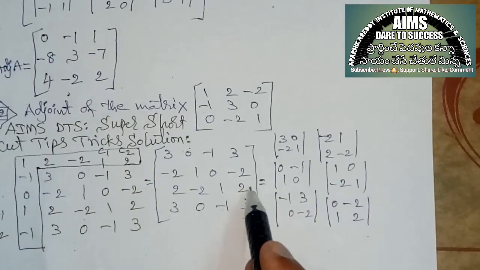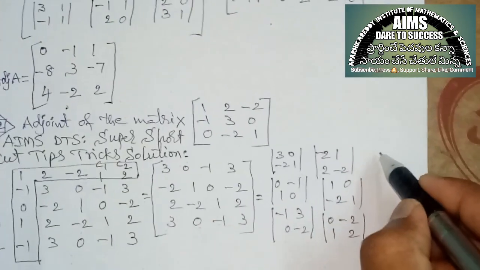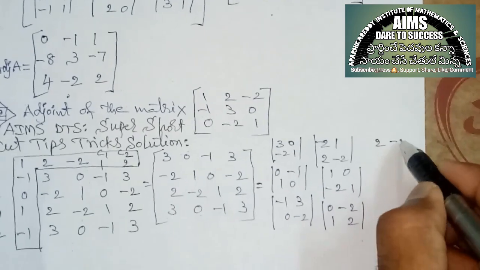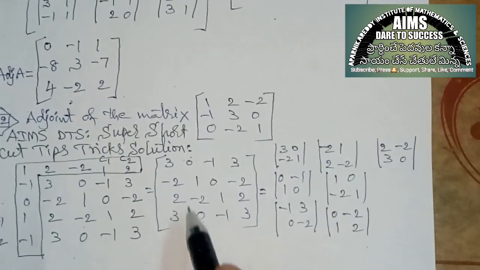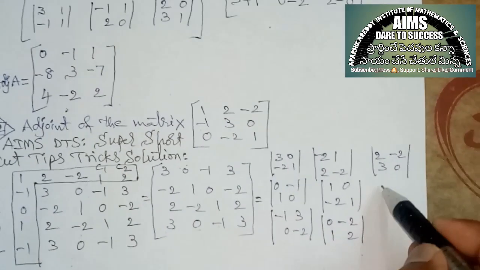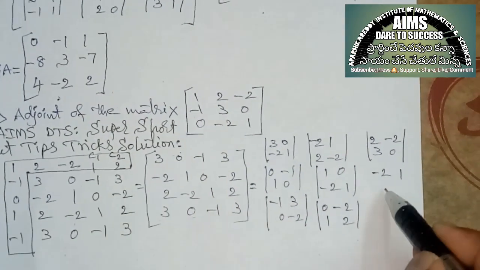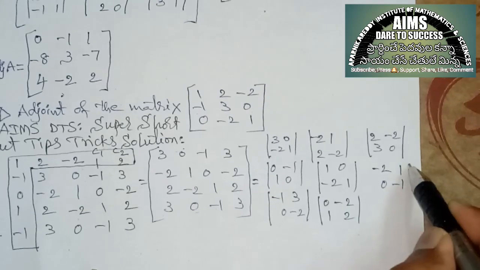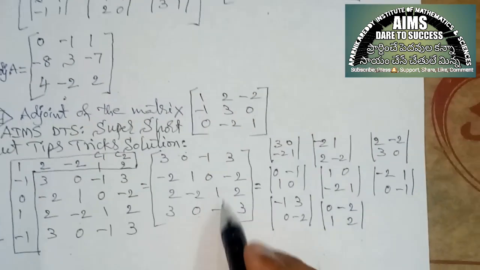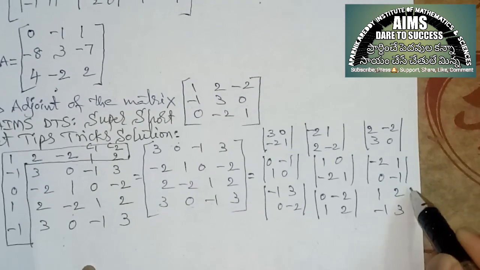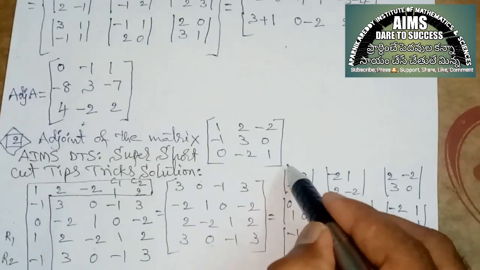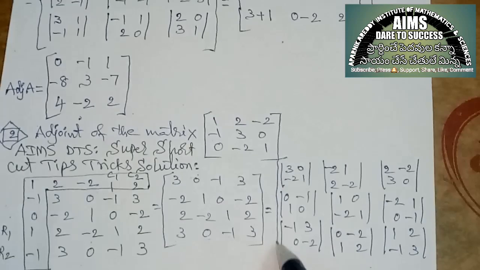Next, row 3 and row 4, assume. What are the values? 2, minus 2, 3, 0. Write in the third column. So the remaining: minus 2, 1, 0, minus 1. Write in the third column. At the last, 1, 2, minus 1, 3. Write in the third column.